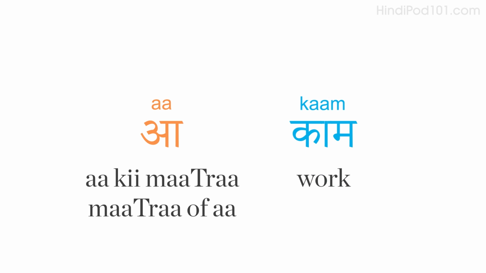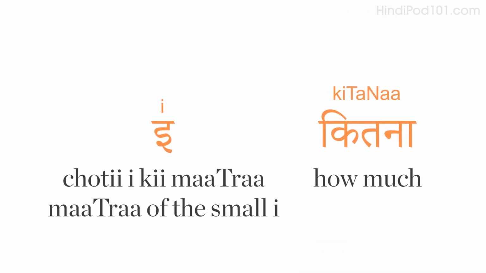Work, calm. See the vertical line between the letters k and m? This is the vowel a and is called a ki matra or matra of a. Whenever you notice this vertical line added to a consonant, you add the vowel a to that consonant. So, k becomes ka.